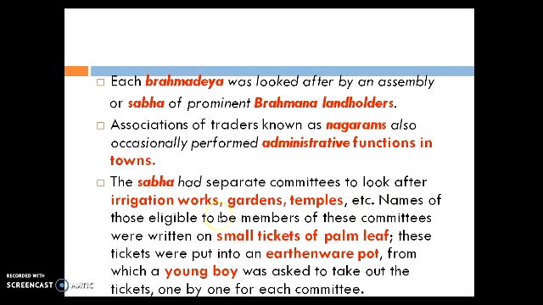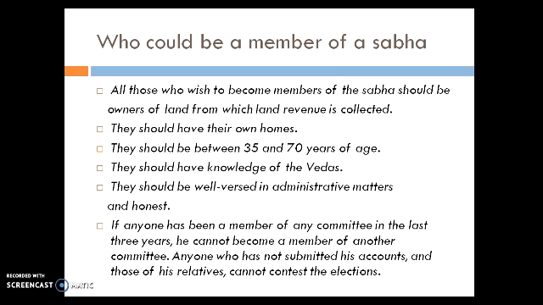The names of the eligible members were written on small palm leaves and these tickets were put in an earthenware pot, from which a young boy would take a ticket, and that would be the committee member's name. So the Sabha had many committees to look after irrigation work, gardens and temples in the village. Then who could be a member of the Sabha?